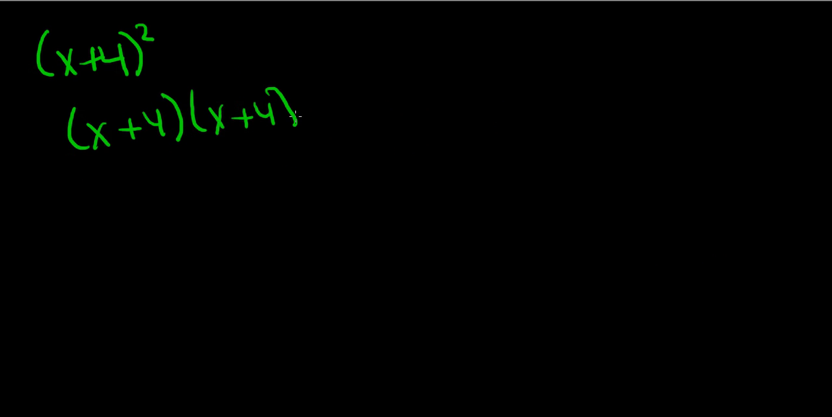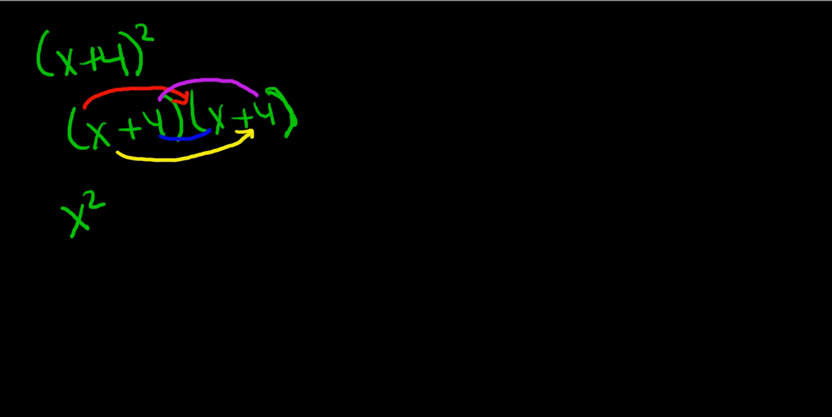We have (x + 4) squared. So basically this is (x + 4) times (x + 4). We can use our FOIL method in order to solve this. So we're going to do x times x, then 4 times x, then the 4 times x on the inside, and then 4 times 4.